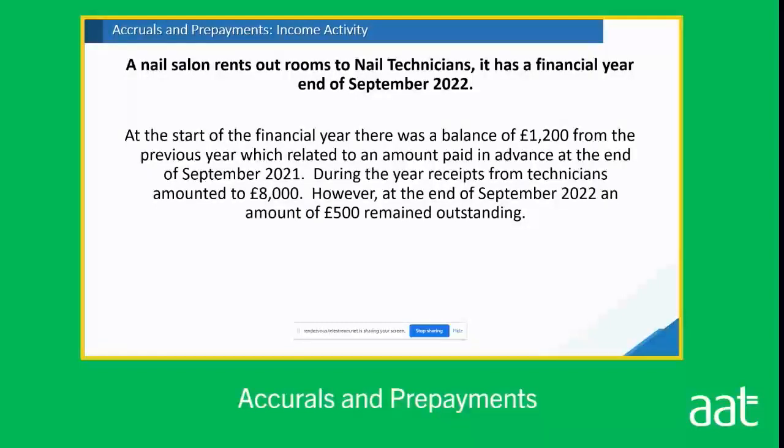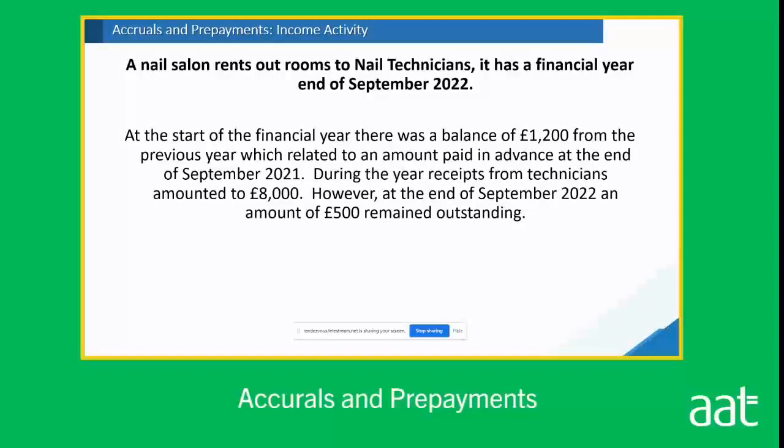Now, that appears to be a little bit more involved than our previous questions. We've got a few more figures involved, but we're still going to pull out the same data. Establishing when your year end is key, and that's September 22. Anything after that date, not relevant to this activity. How much have I received from my technicians? What's the bank figure? Well, we're clearly told that that's £8,000 worth of receipts have been received.